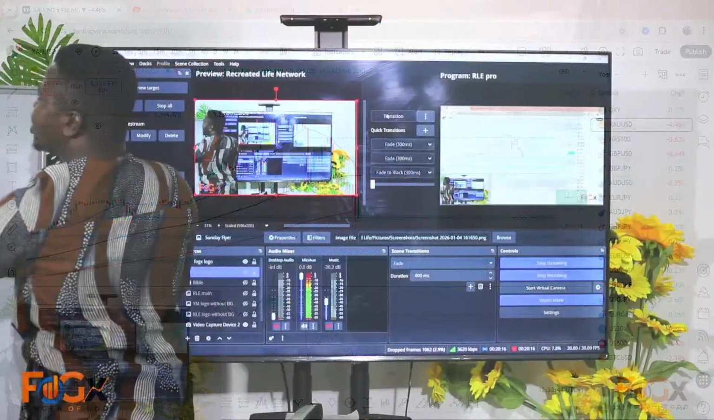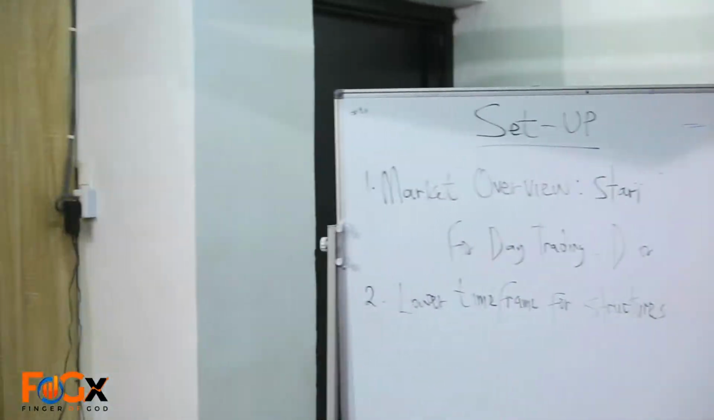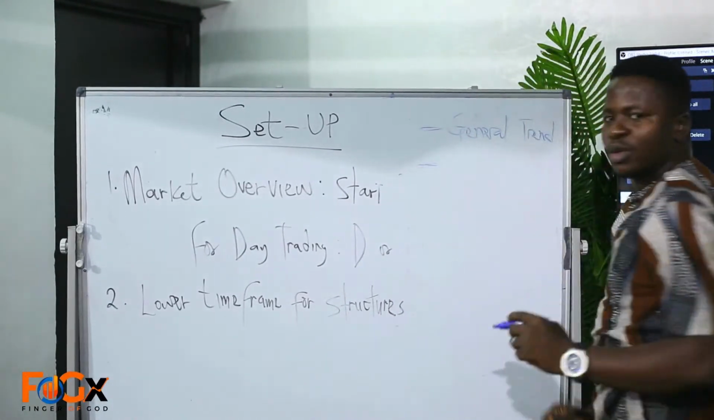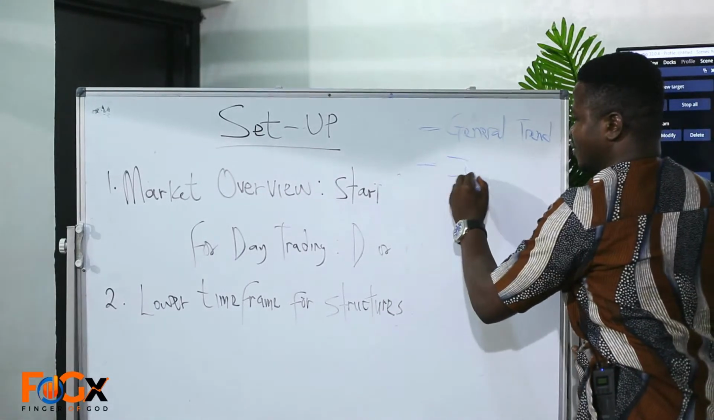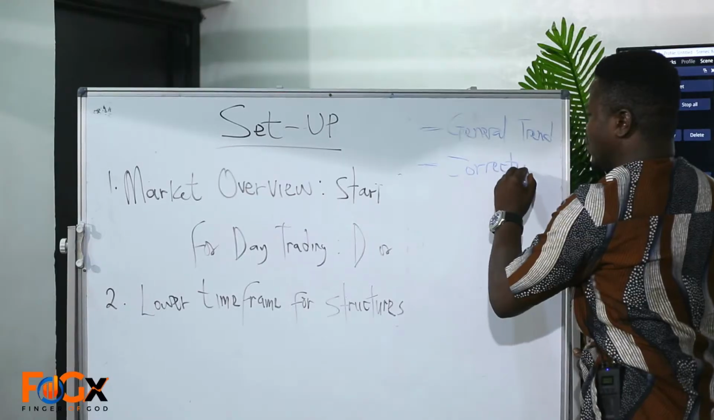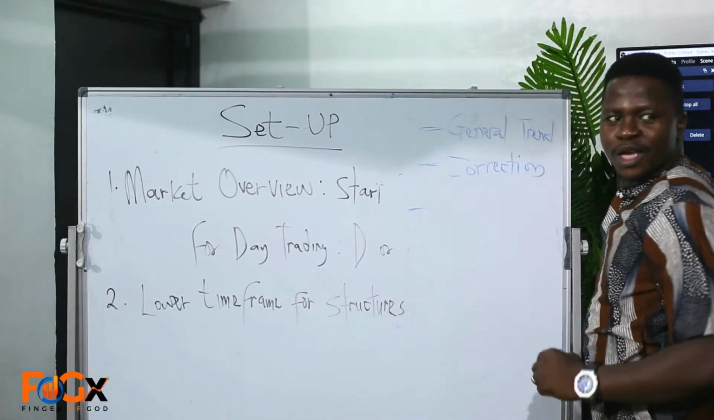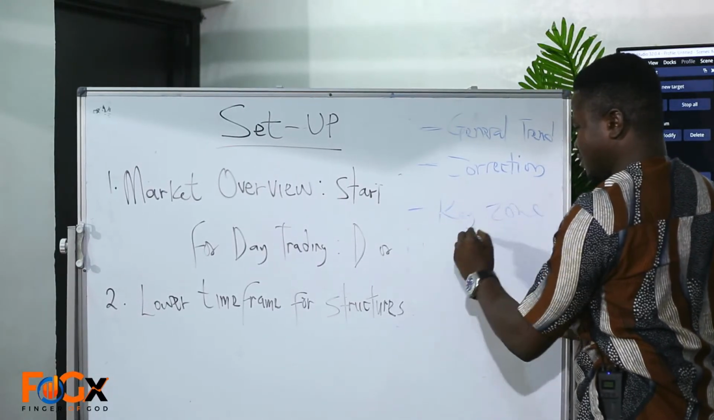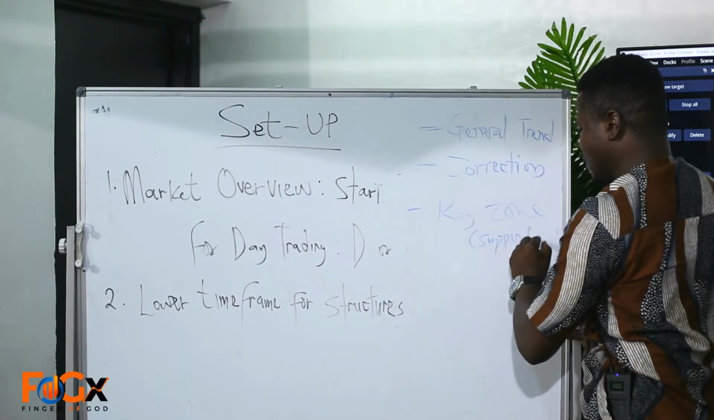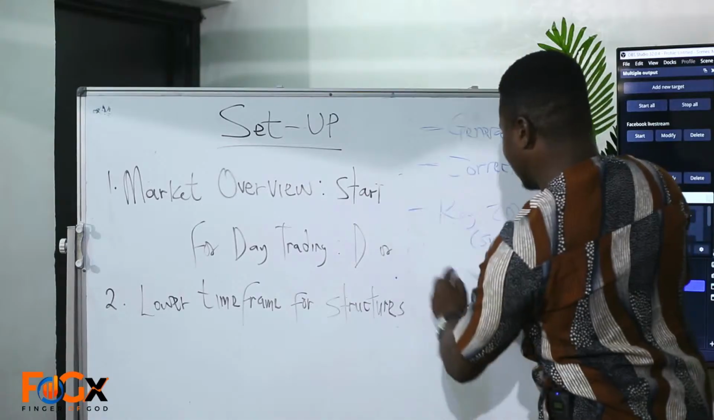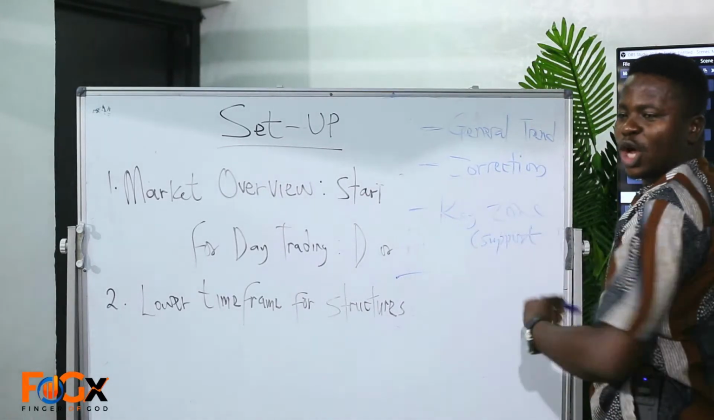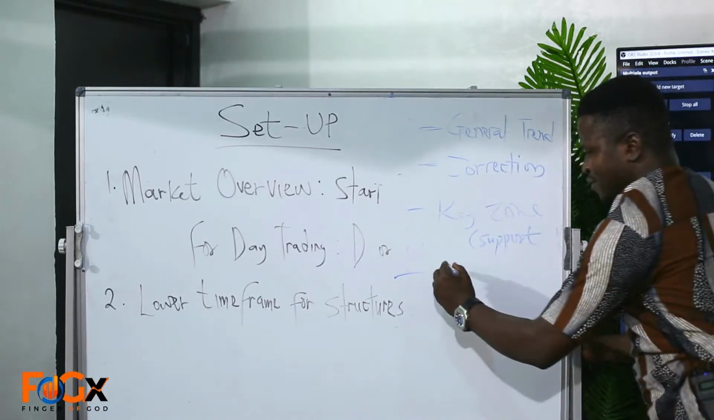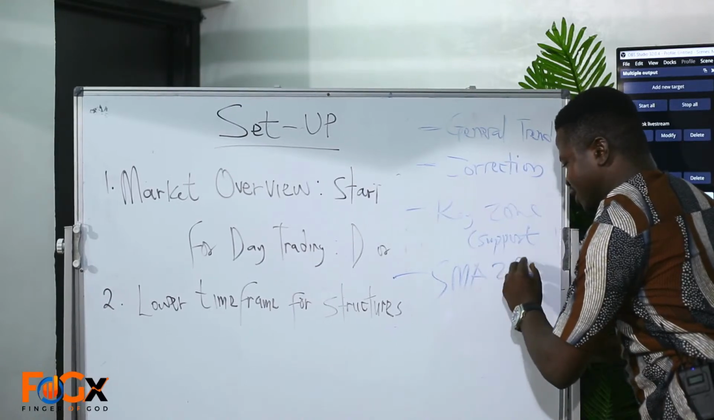Number 1, general trend says gold is bullish. Number 2, it has just done a correction. Number 3, it just bounced up from a key zone support. That's number 3, right? Number 4, it just bounced from moving average 200, SMA, simple moving average 200.